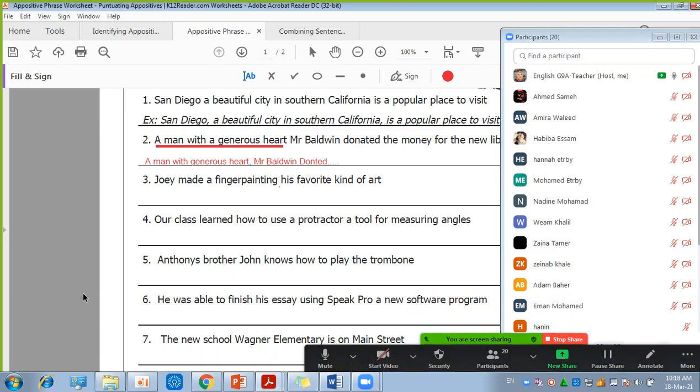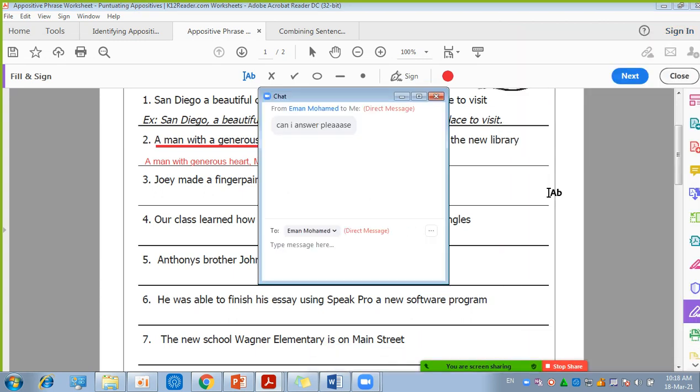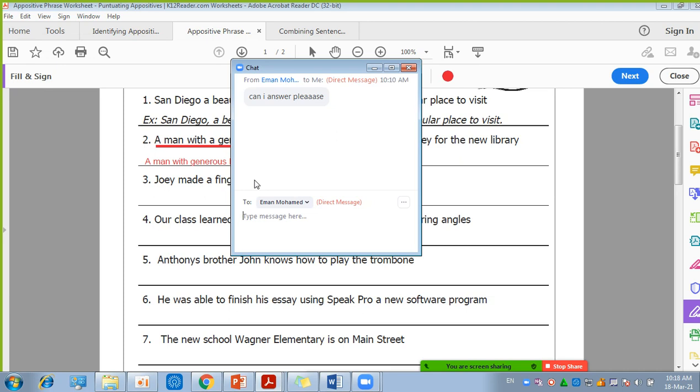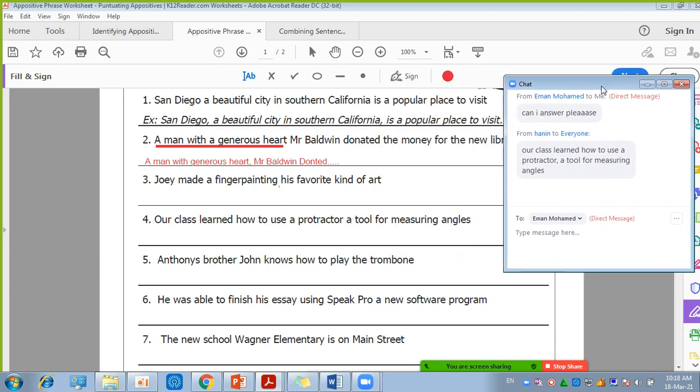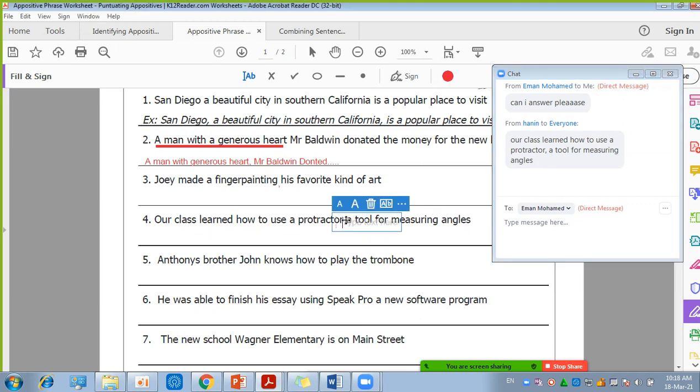Haneen, have you written the answer of number 4? Haneen, can you see it? Okay, the sentence is, let me read it for you. The sentence is, our class learned how to use a protractor, a tool for measuring the angles. Yes, that's right, excellent. We put it here where we are giving more information about this tool, which is the protractor. Excellent, Haneen. Thank you very much.